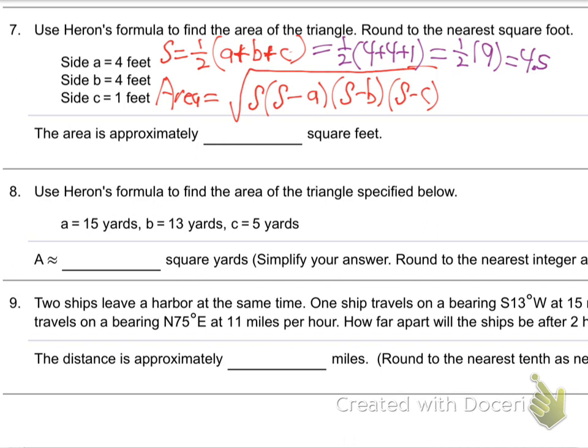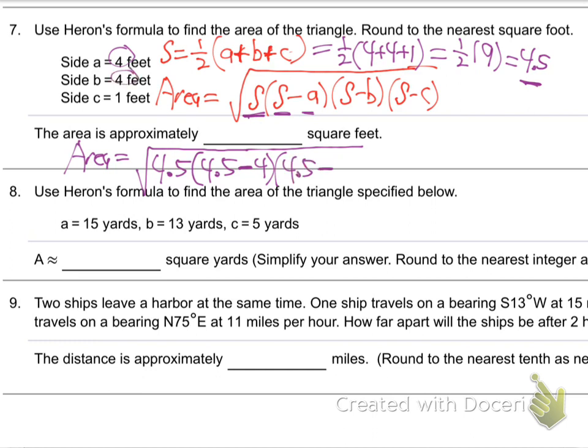4.5, and then you plug into the area formula. So the area will be the square root of S, which is our 4.5, times S minus A, so 4.5 minus the first side, which is 4, times S, 4.5, minus the B, another 4. And the third one is S again, 4.5 minus the third side, C, which is 1. There it is.